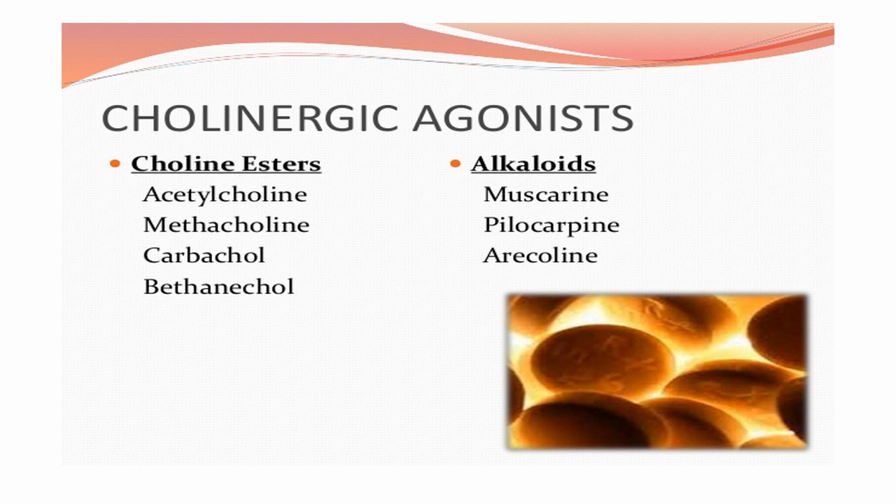So choline esters and alkaloids. Under choline esters there is acetylcholine, methacholine, and bethanechol. Alkaloids: muscarine, pilocarpine, and arecoline. Just to familiarize with the names, I showed the slide over here. Cholinergic agonists: there is another classification of the drugs, and I'll come to it in my next slides.